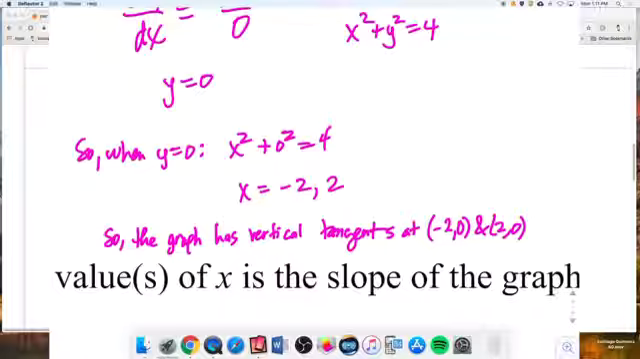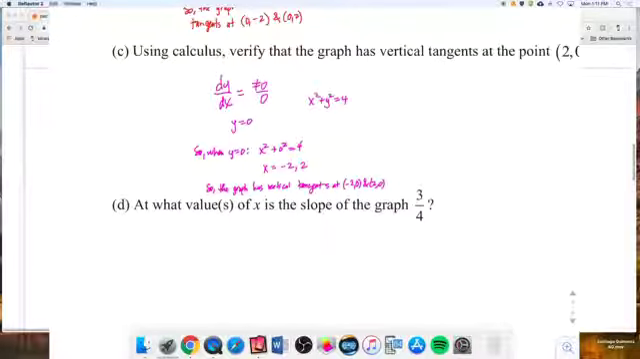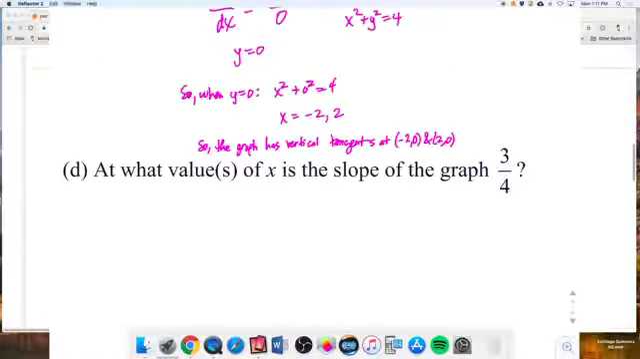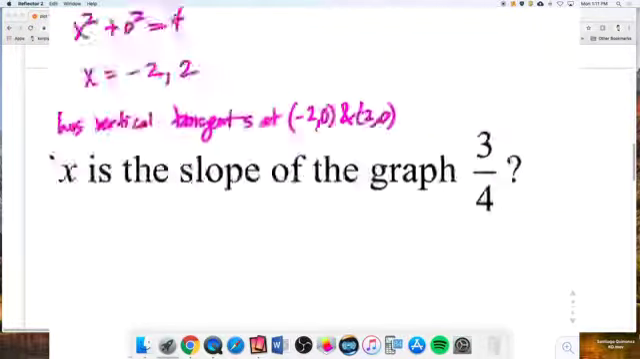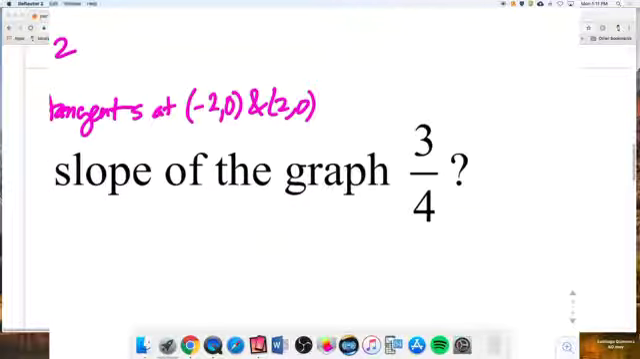Horizontal tangents are only when the numerator is 0. Vertical tangents are only when the denominator is 0. So if you get a 0 from both of them, toss it out. Now here's an interesting one. At what value or values of x is the slope of the graph 3/4?